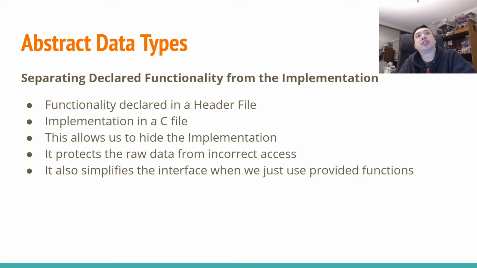This means that the implementation in the C file doesn't have to be known by the main file or whatever other file is using that library. In a sense, it's the same as any of the functions we've been using in the C libraries. We don't know how they're written and we don't know what their underlying structure is, but we use them because we trust them. So we can only use those functions, which means we cannot access the raw data, which means we cannot accidentally access the raw data incorrectly.